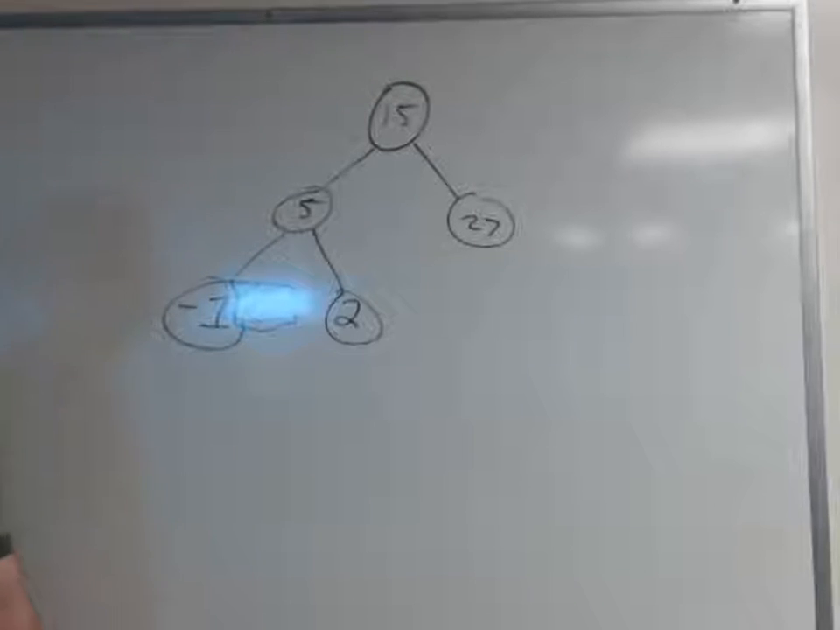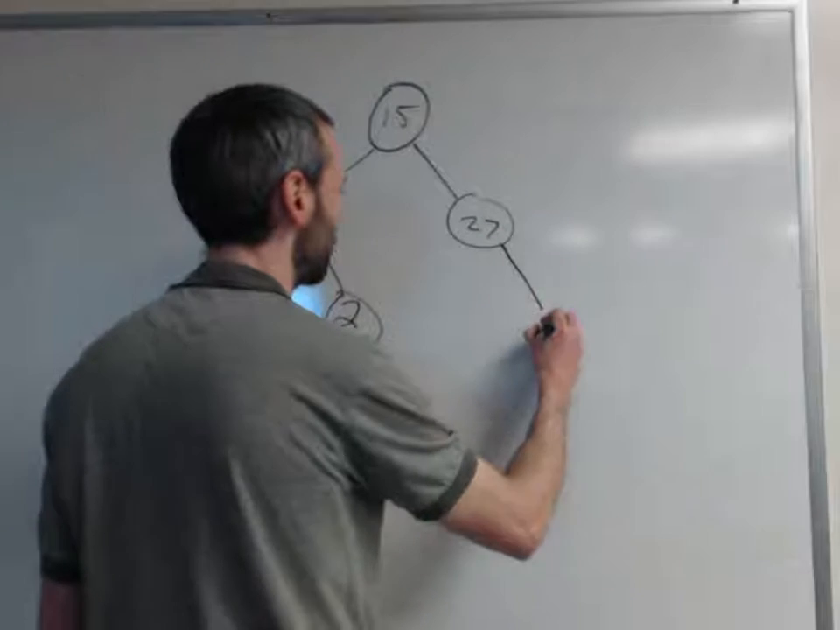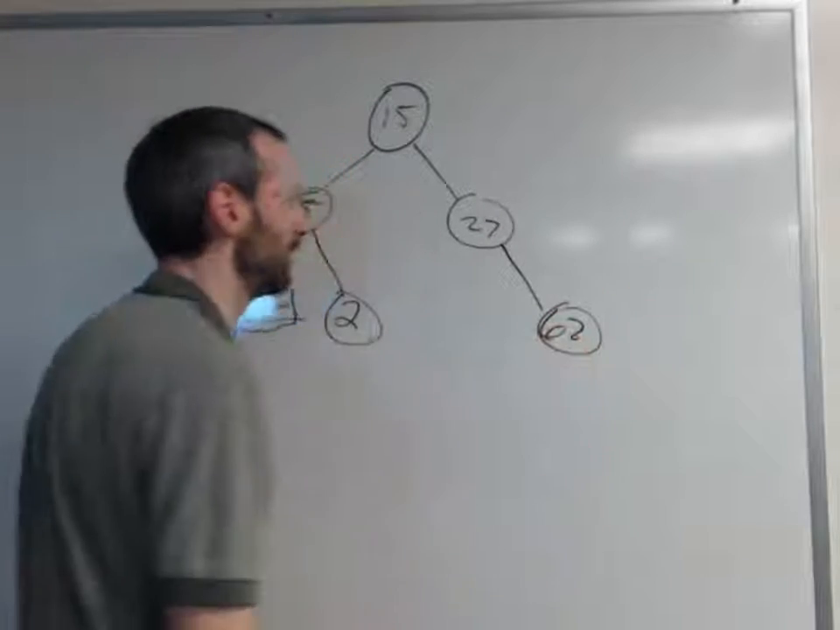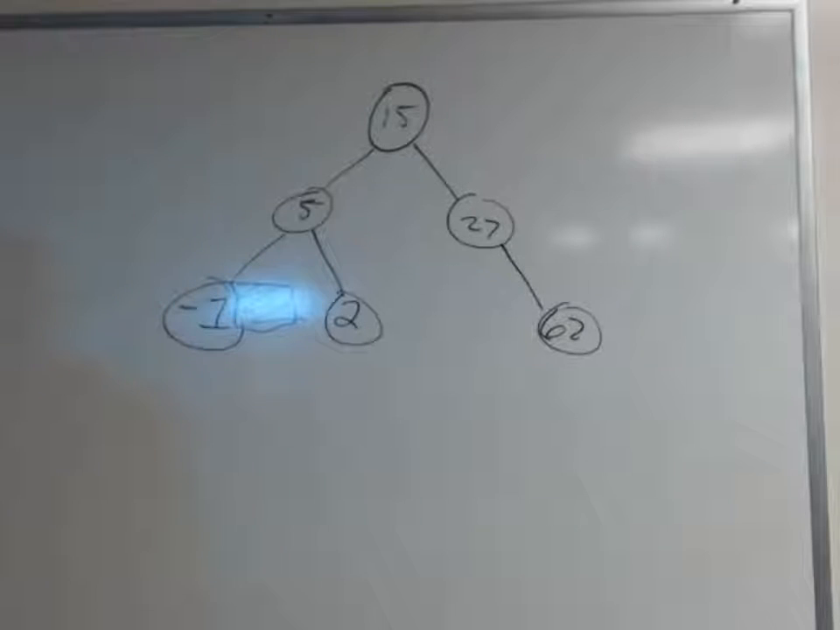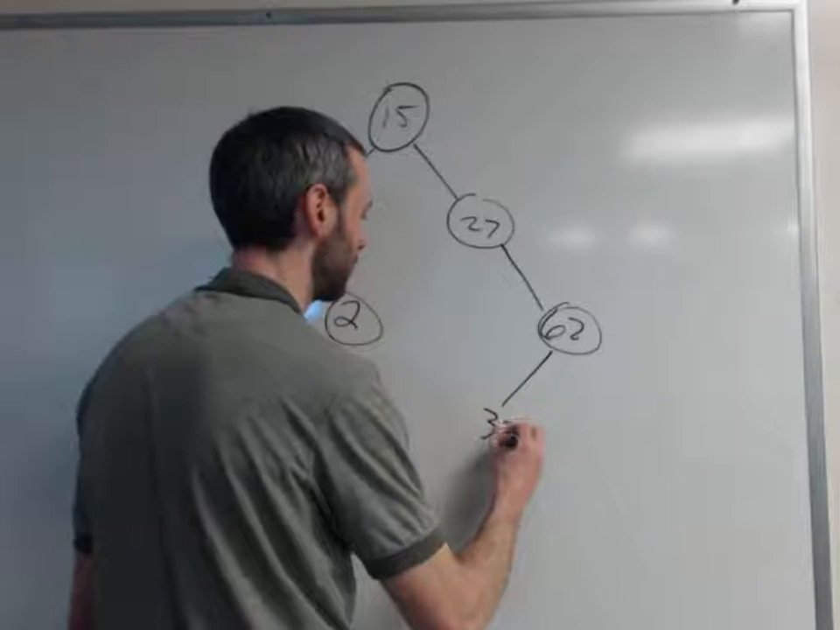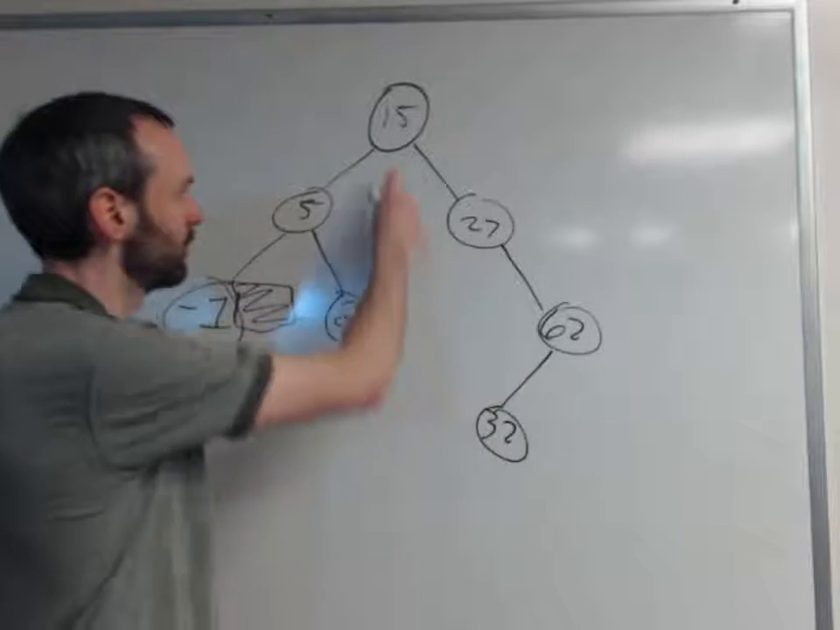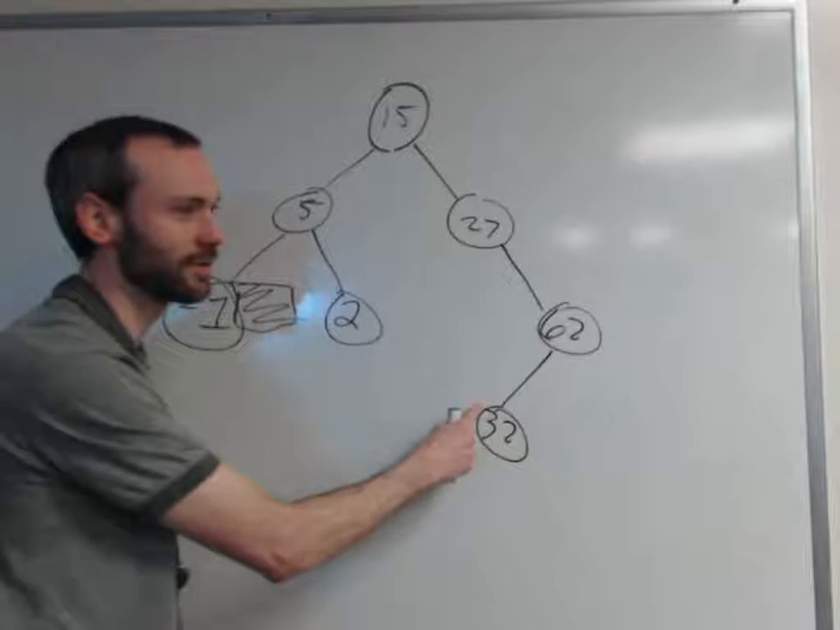All right, give me another number. 62. Where do you think 62 would go following this pattern? To the right or to the left of 27? To the right. All right. How about 32? Where would that go? To the left of 62. Yes. That's right. The left is when it's less than. Right is greater.